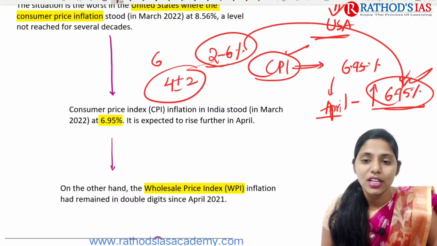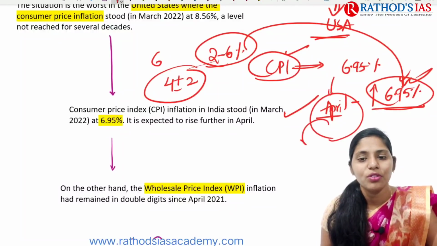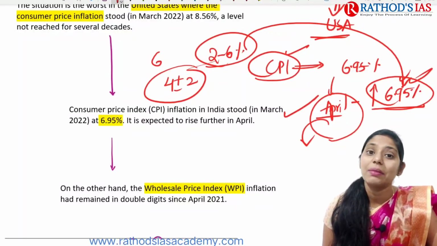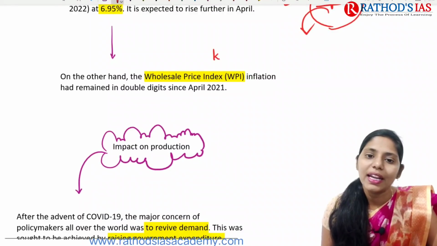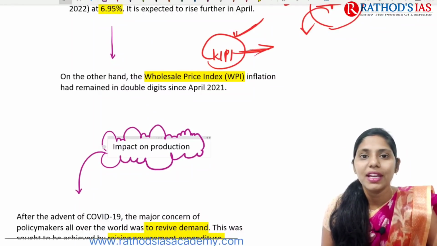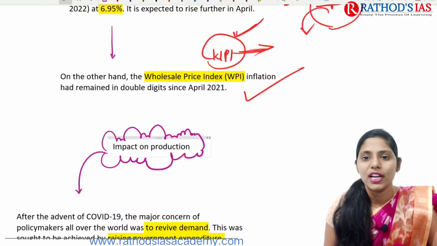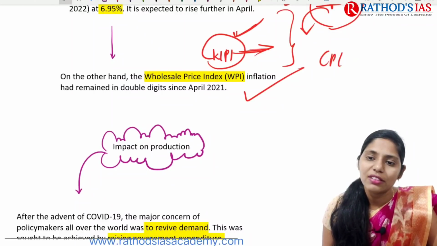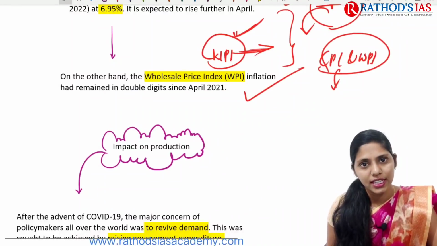As of March it is about 6.95%, and in April we are expecting that there might be an increase in this CPI. Not only CPI but even wholesale price index inflation has remained in double digits since April 2021. So this is also a cause of concern. These CPI and WPI figures are evidence that yes, inflation is seen in India.